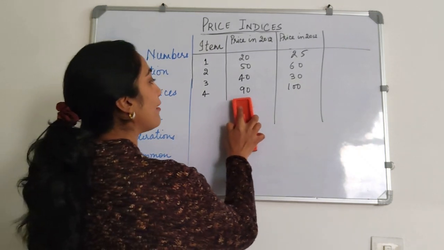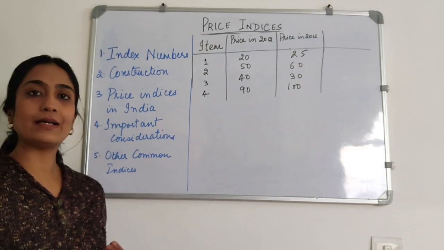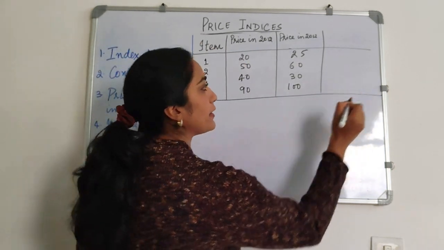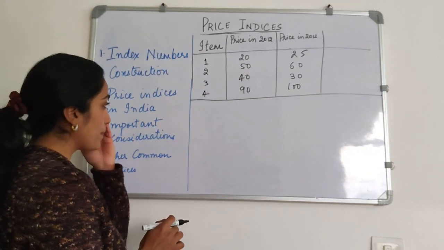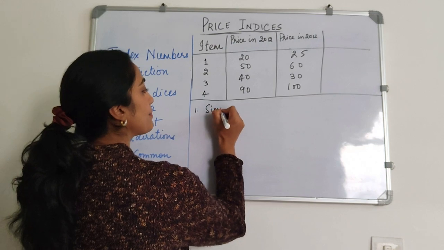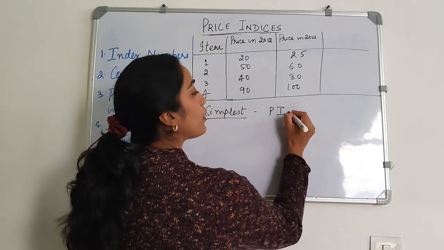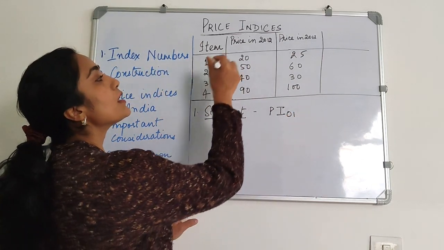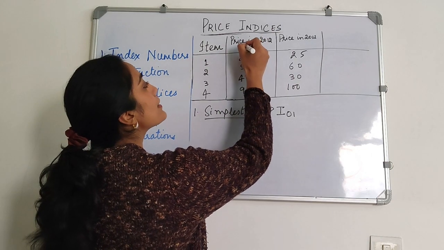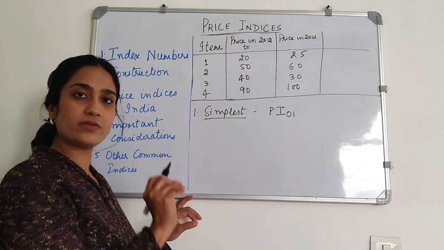So now we have this raw data with us and we want to construct an index that captures this information accurately, just not anything, an accurate capture. So the first and the simplest way to do it, PI stands for price index, and we'll call it PI 0,1. Why? The starting period, in our case which is 2012, we will call it T0, because 0 is the starting point.